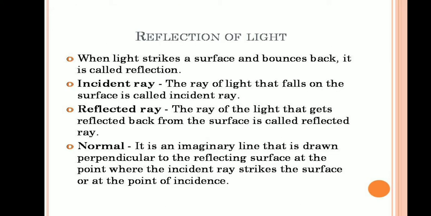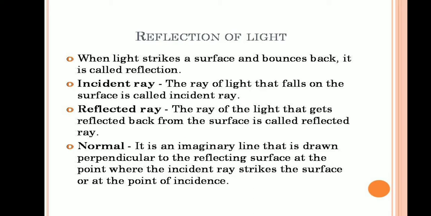What is reflection? See, when light strikes a surface and it bounces back, that is reflection. So we can say bouncing back of light from a surface is called reflection. Incident ray: the ray of light that falls on the surface is called the incident ray. Reflected ray: the ray of light that gets reflected back from the surface is called the reflected ray.